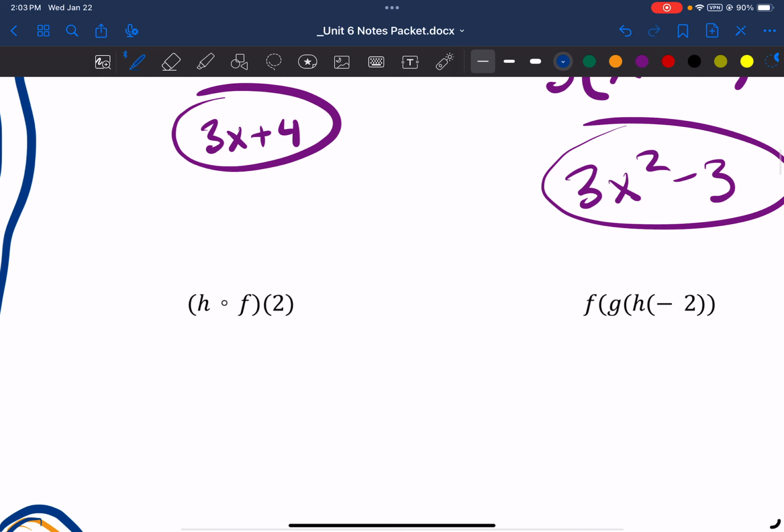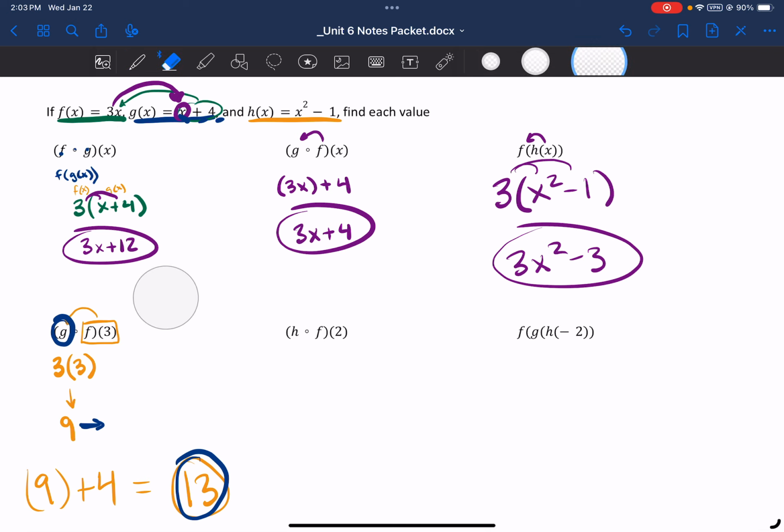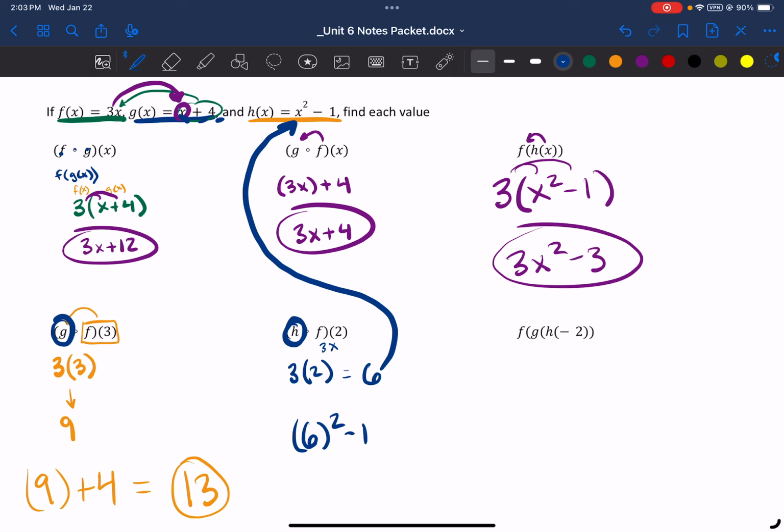Okay, a new one. I want to take f of 2. So first I need to find f of 2. If f of x is 3x, I'm doing 3 times 2, 6. Now we take that 6, and where are we going to plug it in? Into h. $35.